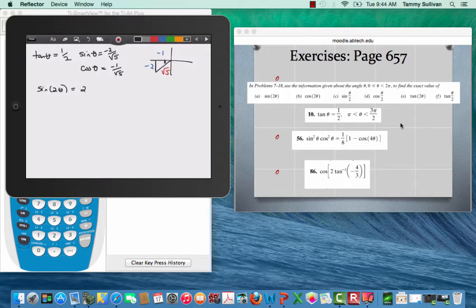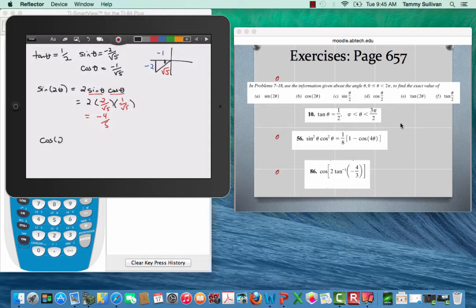So the double angle identity I can apply. I'm going to replace both of those with the ratios I just found. So it's going to be 2, and then it's going to be -2 over the square root of 5, -1 over the square root of 5. So it actually gives me -4/5 for the sine of twice the angle.